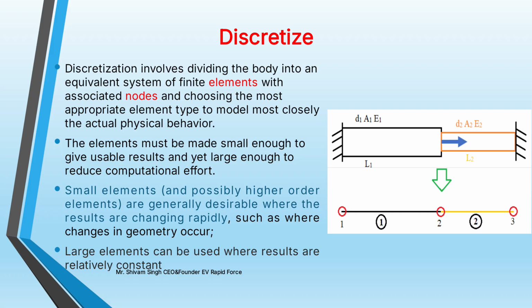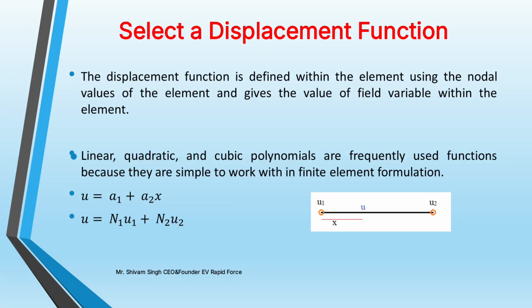After the discretization, we select the displacement function of one element. Let us suppose that we have a displacement function. It defines the element using the nodal values of the element, which gives the value of the field variable within the element. There may be different kinds of elements: linear, quadratic and cubic.